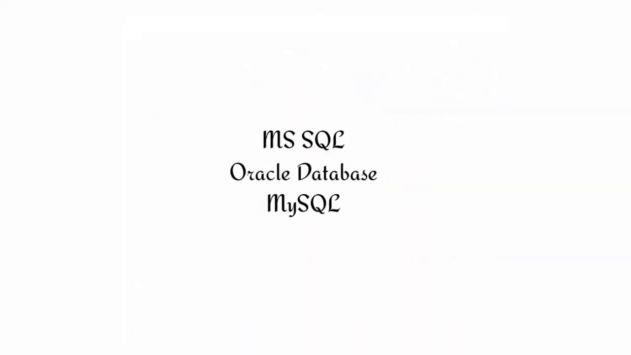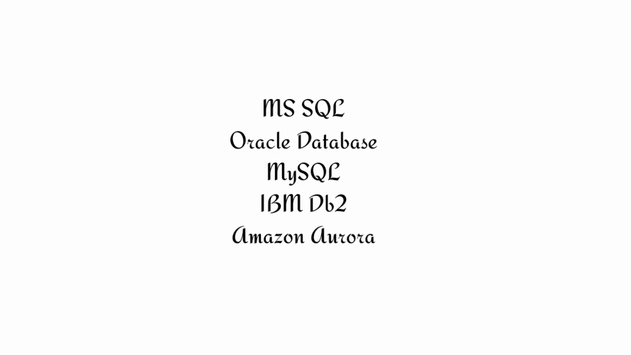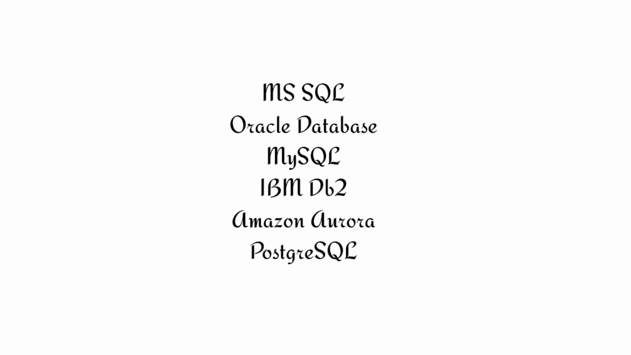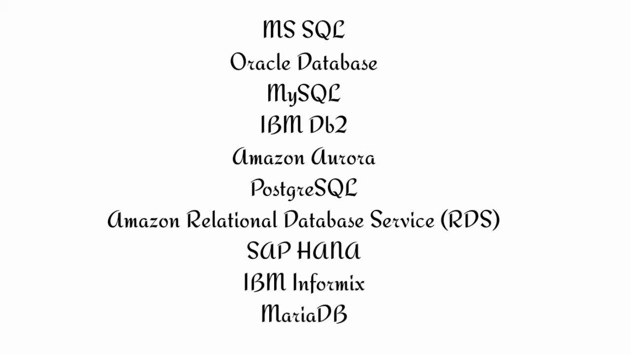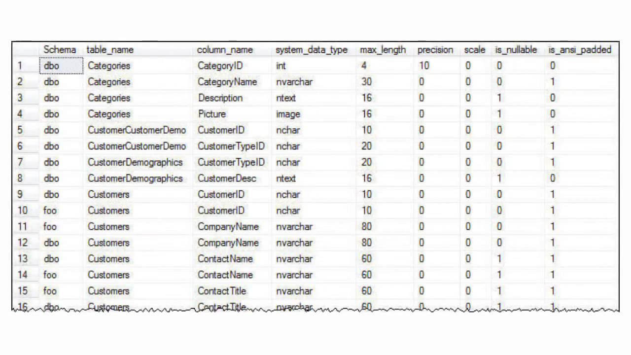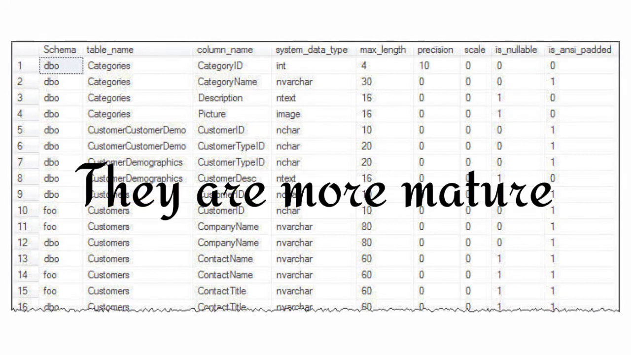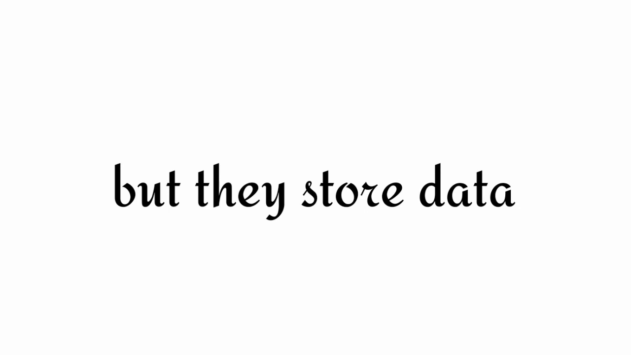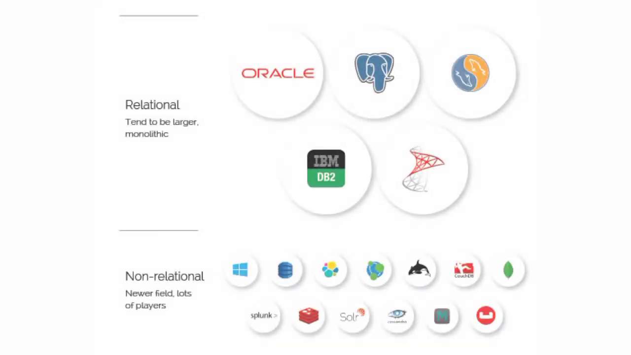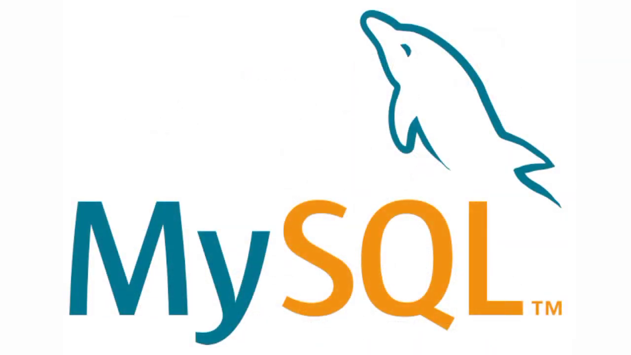MS SQL, Oracle Database, MySQL, IBM DB2, Amazon Aurora, PostgreSQL, Amazon Relational Database Service, SAP HANA, IBM Informix, and MariaDB are examples of relational databases. They store data in a tabular form in rows and columns. They are more mature as compared to non-relational databases, but they store data in a certain schema. From these, for this video I will choose MySQL because I only use that.